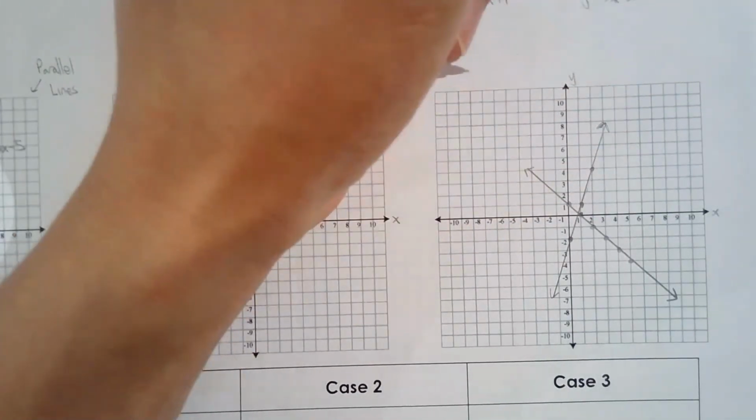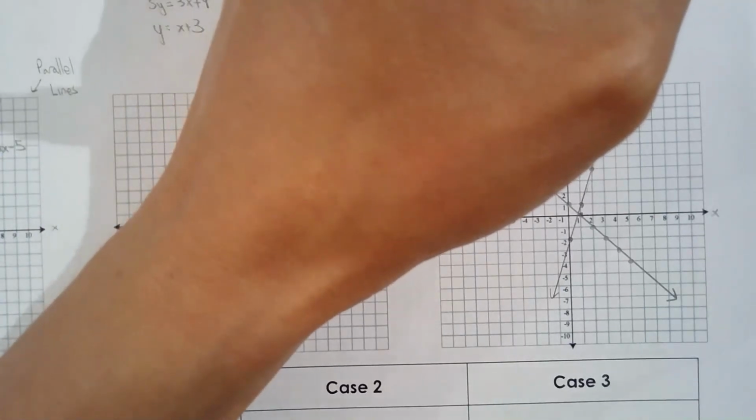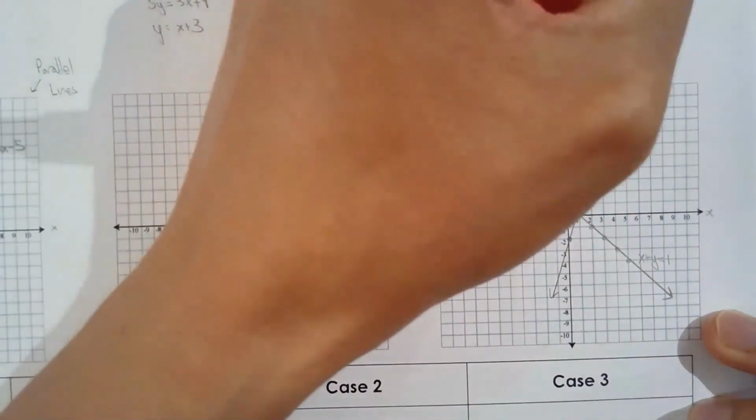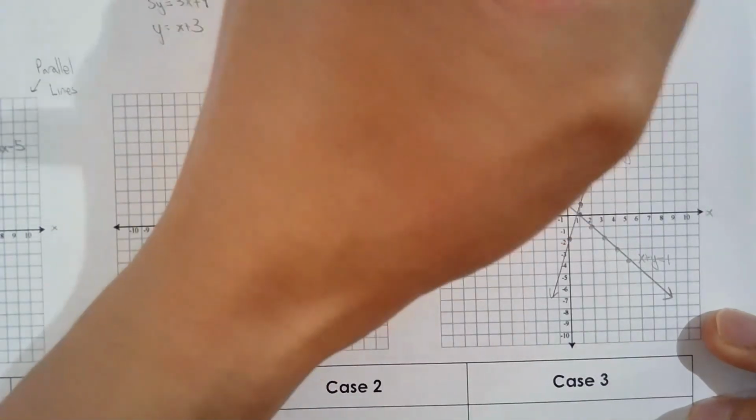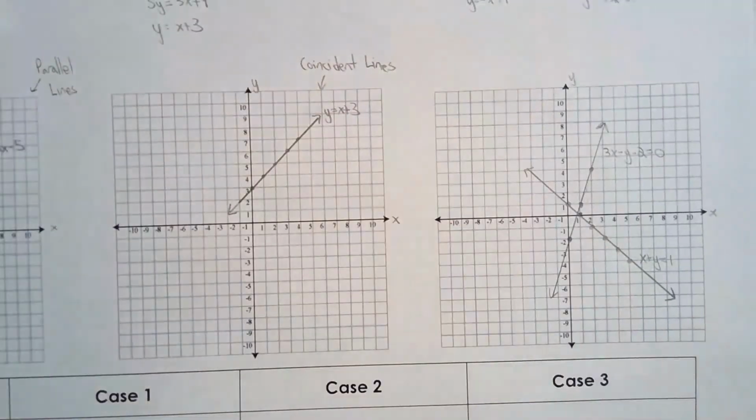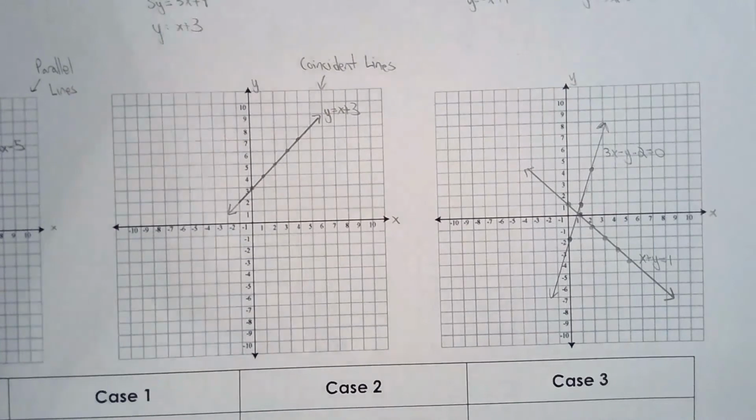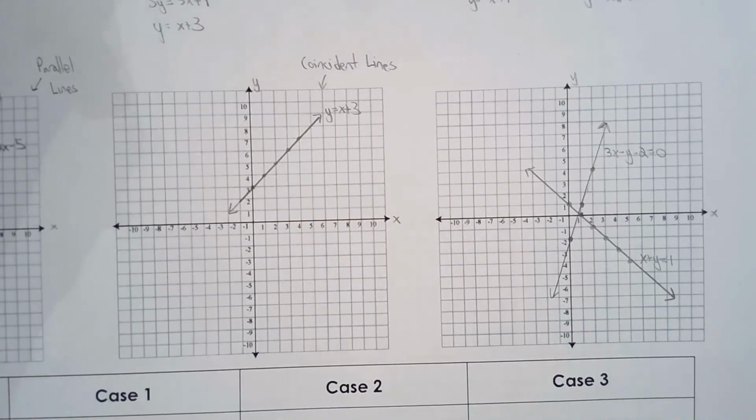All right, so let me just label the lines, and then we're going to cover the three scenarios. So here is y equals minus x plus 1. This one is, sorry, let's just do x plus y equals 1. And this one is 3x minus y minus 2 equals 0. You can write the equation in standard form, but really they're the same equation. They just look different, but they're the same.